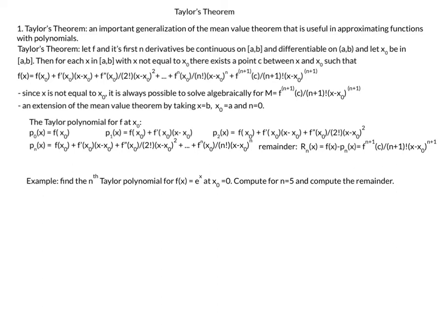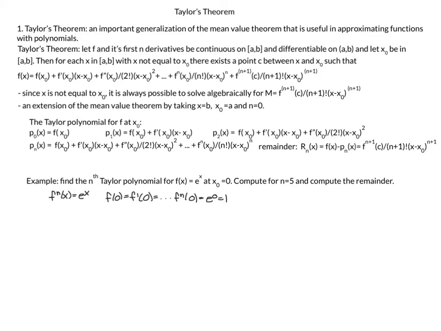Now is a good time for an example to see how all of this fits in. We're going to find the nth Taylor polynomial for the function f of x equals e to the x at x naught equals 0. We're going to compute for n equals 5. In other words, we're going to compute p5, which gives an estimate up to the 5th derivative.